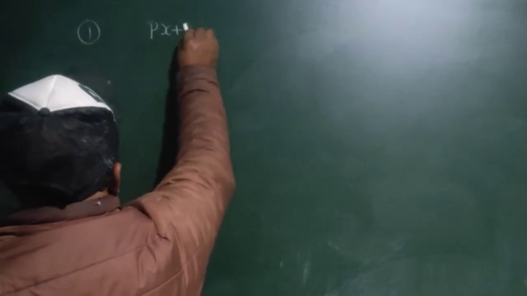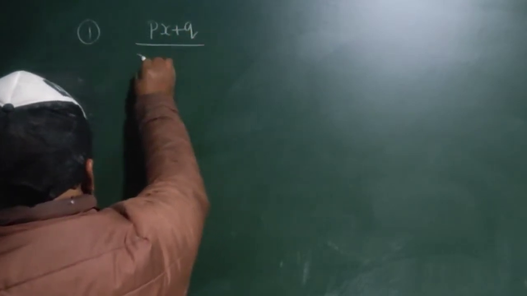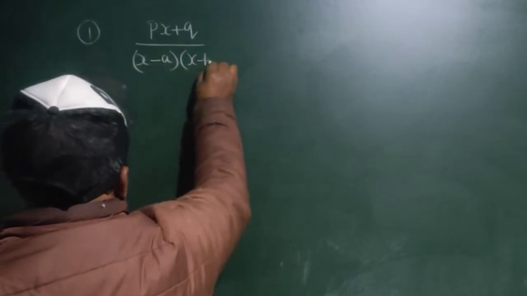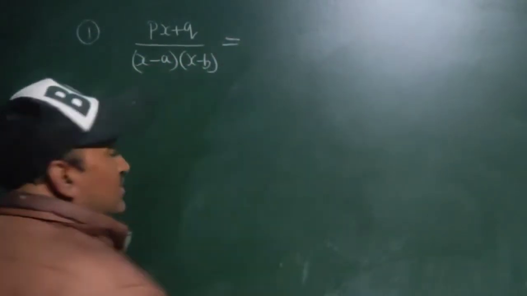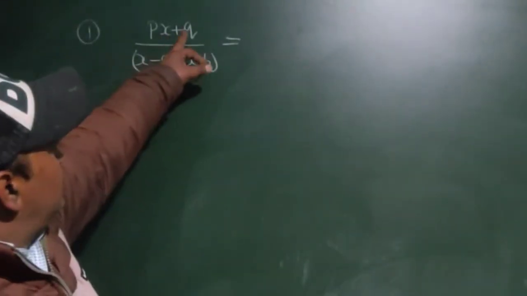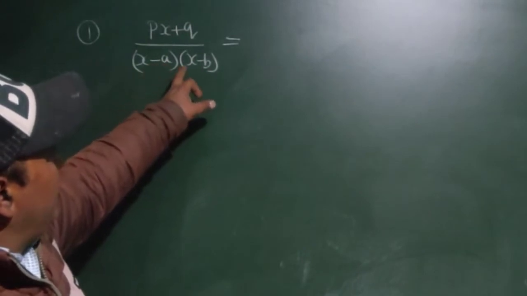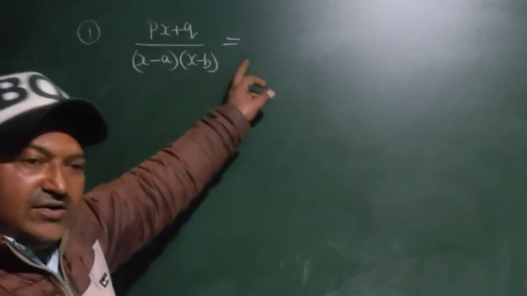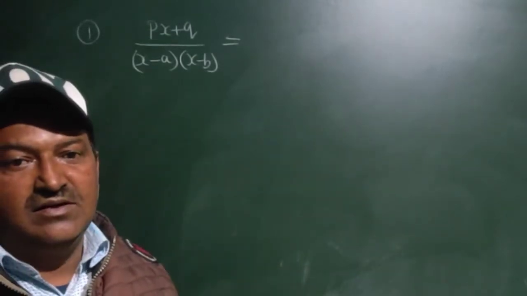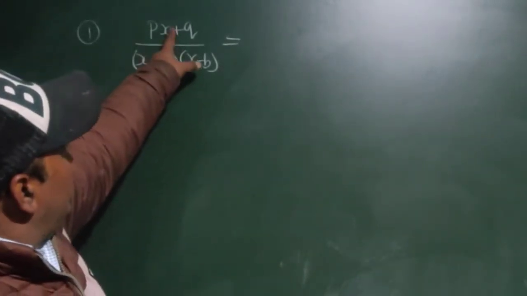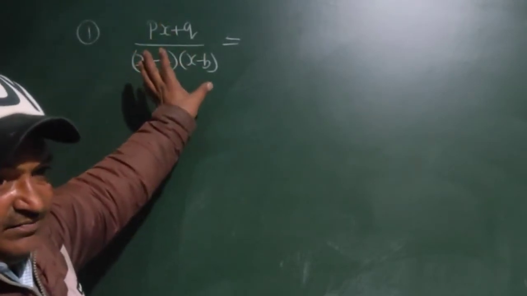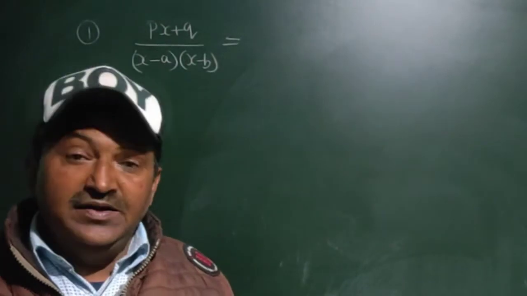px plus q upon x minus a into x minus b. Any question which is of the form of px plus q upon x minus a into x minus b or into x minus c or any other linear factor, the degree of numerator must be less than that of the denominator.